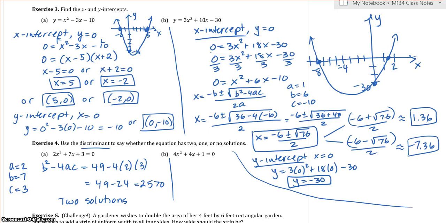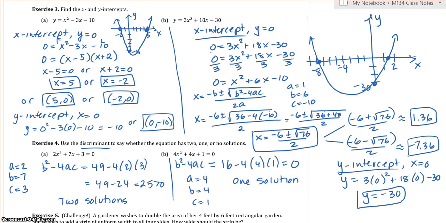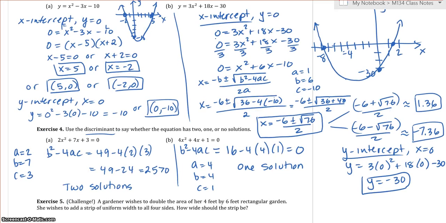What about part B? Again, if you haven't done it, pause it, come back. The answer is 1 solution. Why? Because I took b squared minus 4ac, where a is 4, b is 4, and c is 1. I plugged that all in. I got 16 minus 16, which is 0. If you remember, when it's 0, this whole term would be 0. You would lose the plus or minus, so you would just have 1 solution.